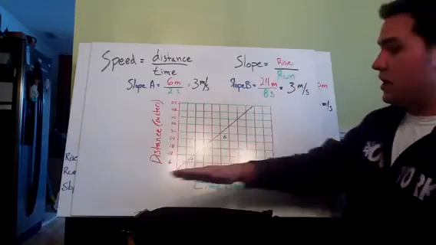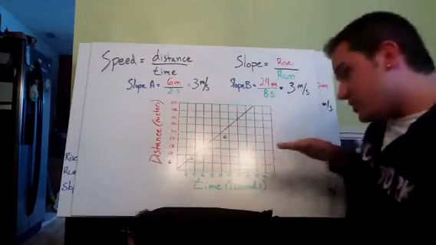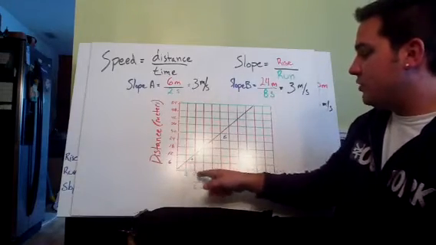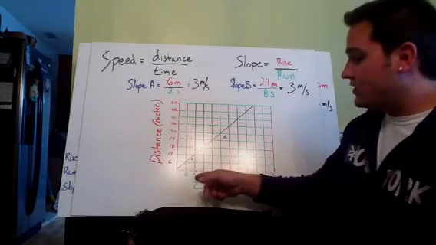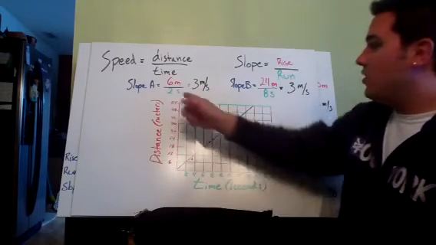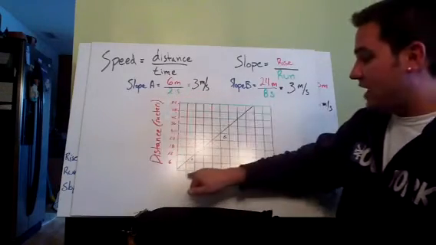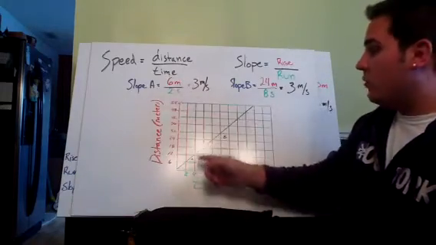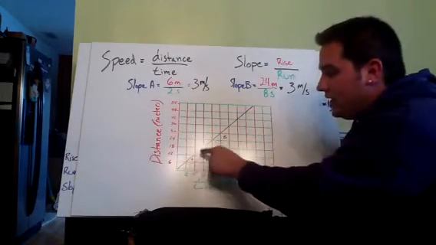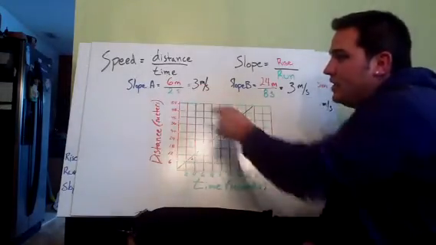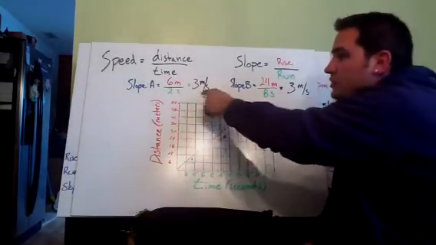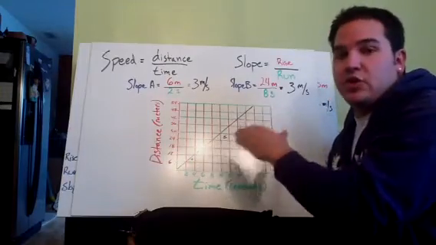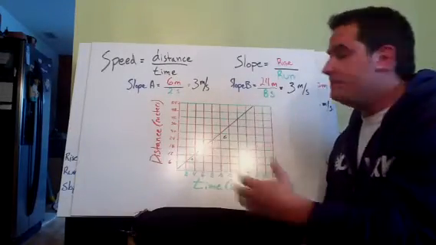Our run, again, is our horizontal. Think about running, just running horizontal, is between 2 and 4 seconds. If we take 4 seconds minus 2 seconds, we get 2 seconds for that run, that time period between there. So our slope for A, right here, is 6 meters divided by 2 seconds, which equals 3 meters per second. Meters per second is the same unit we use to describe speed.